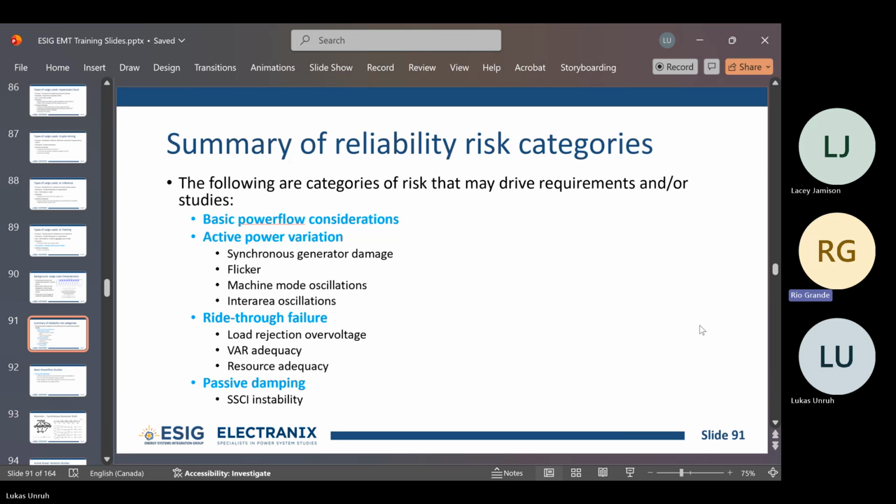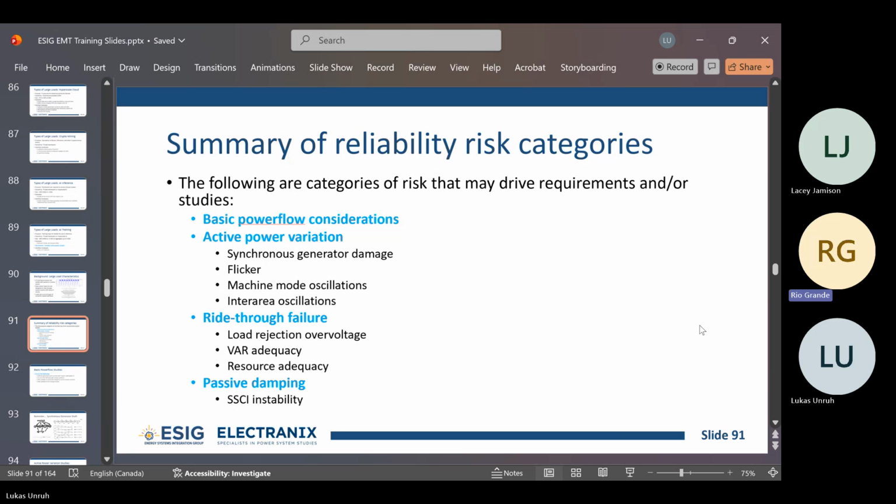But active power variation, so synchronous generator damage: when we have these large and rapid fluctuations, those fluctuations can propagate onto the synchronous generator's torsional shaft and potentially cause damage there. We'll talk about that in more detail. There might be flicker associated with these rapid fluctuations, and there might be machine mode oscillations or inter-area oscillations that may be impacted. And then, of course, there may be a ride-through failure as well.